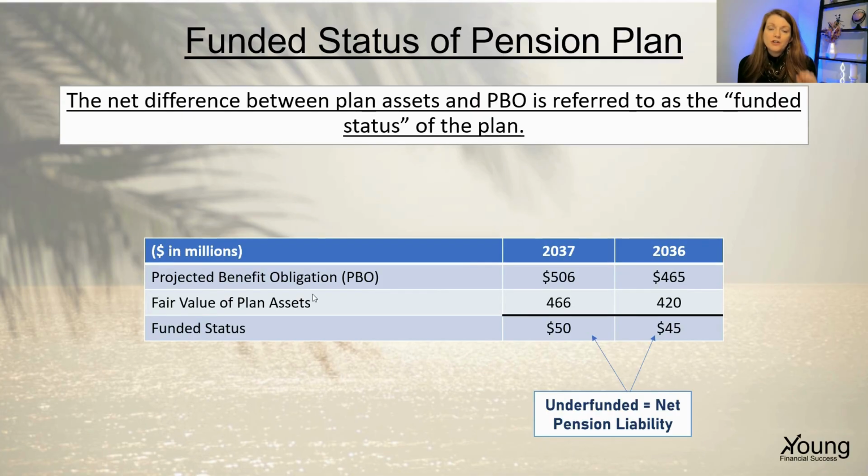So this is underfunded when there is more of an obligation than we have set aside in that account. So this would create a liability in this case. If it would have been overfunded, we had more plan assets than we had in our projected benefit obligation, we would actually have it as an asset. We've got extra money sitting in there, and hopefully it will just grow and grow, and we won't have to set as much money aside. So this is our funded status.